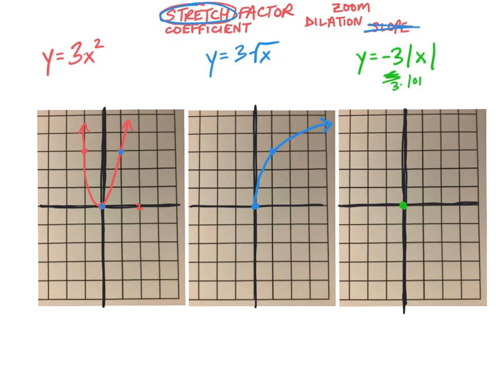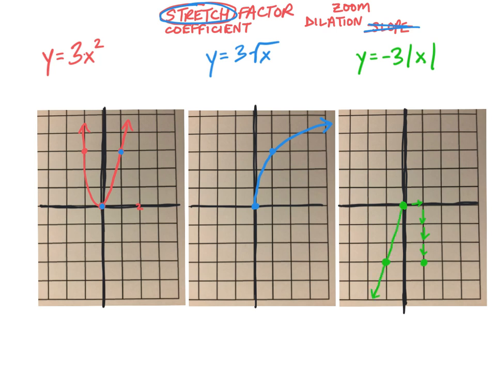Plug in 1, what's the absolute value of 1? That's 1. 1 times 3 is 3. Oh, but it's a negative out front. So our stretch of our graph is going to stretch over one spot, and then down 1, 2, 3. We know what the absolute value looks like. It's a V shape, it's symmetrical, so I can go ahead and put another point on the other side.